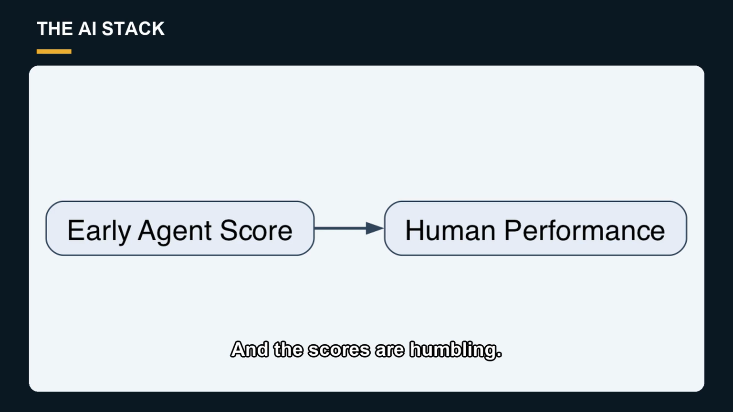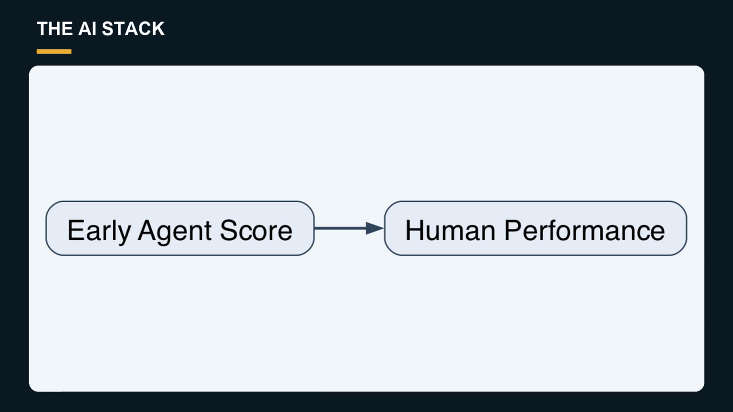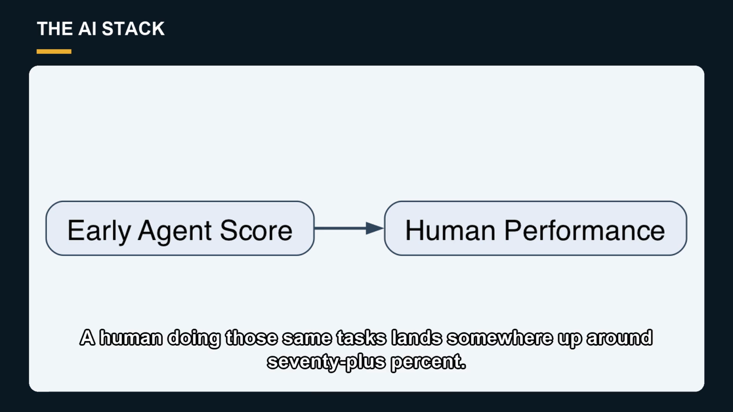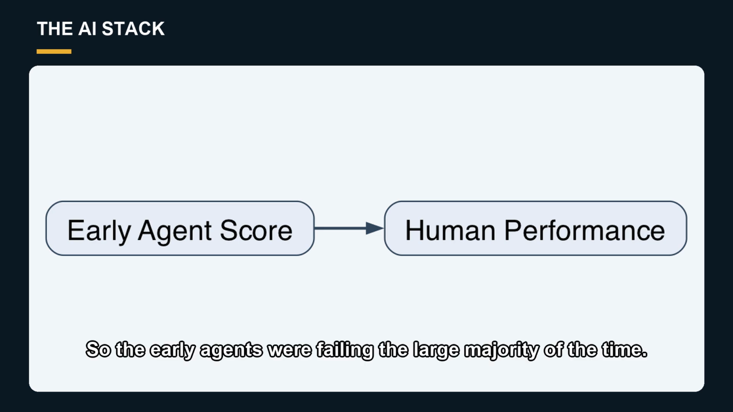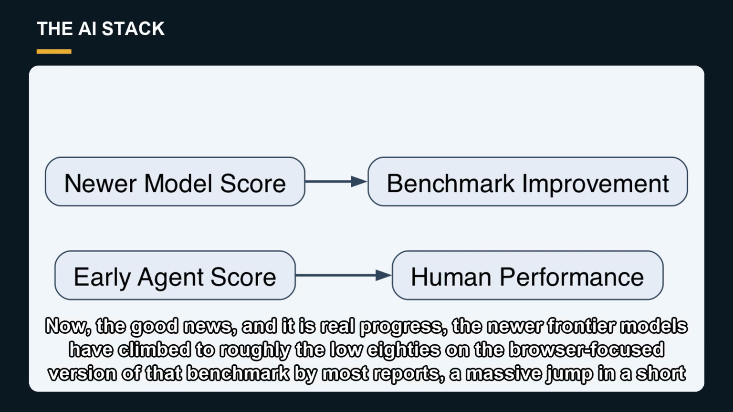And the scores are humbling. When the first Claude computer use model was tested on OSWorld back in 2024, it scored under 15%. A human doing those same tasks lands somewhere up around 70+%. So the early agents were failing the large majority of the time. Now, the good news, and it is real progress. The newer frontier models have climbed to roughly the low 80s on the browser-focused version of that benchmark by most reports. A massive jump in a short time.